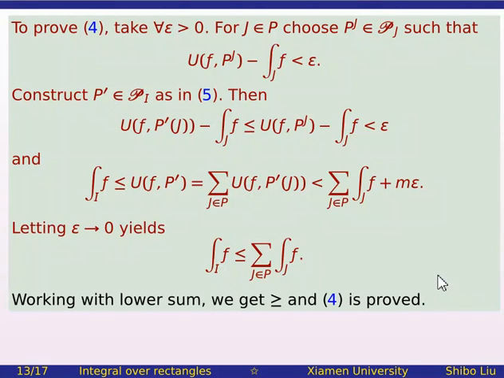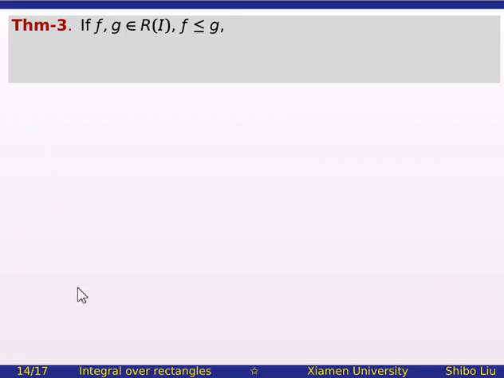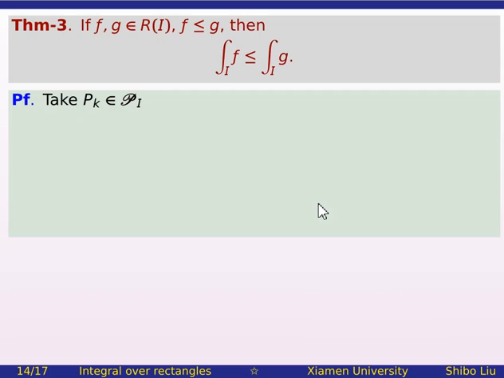But until now, we only discussed the integral of a function over a rectangle. We have not discussed integration over a general subset of Rn. That is the topic of a future lecture. Now we consider another property of the integral. Suppose f and g are integrable, and f is not greater than g. The result is that the integral of f over the rectangle I is also not greater than the integral of g. So this is quite easy.